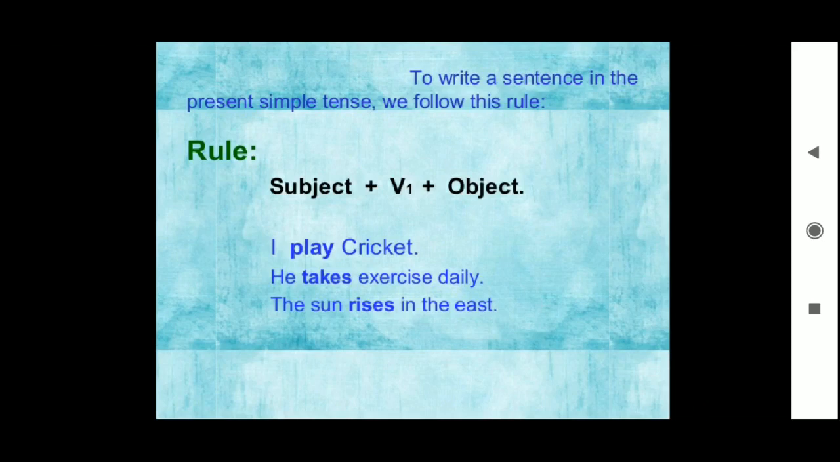I play cricket. With I, we have used the plural verb play, and you know that the base verb is always plural. If we want to make it singular, then s or es is added to the verb, and then it will be the singular form. He takes exercise daily. The sun rises in the east.